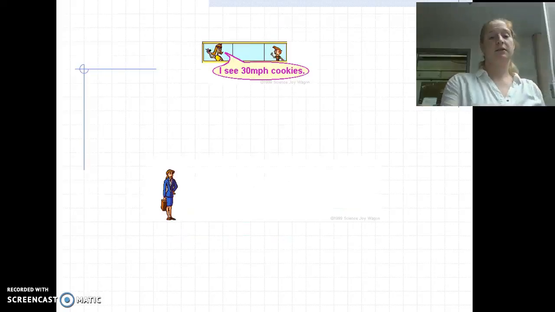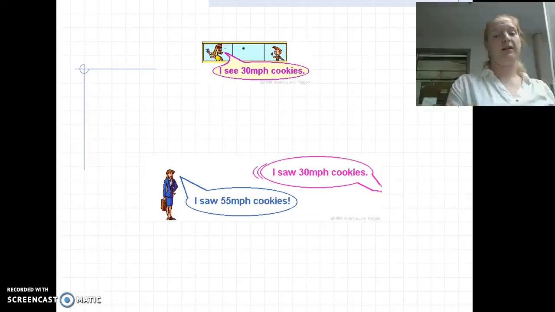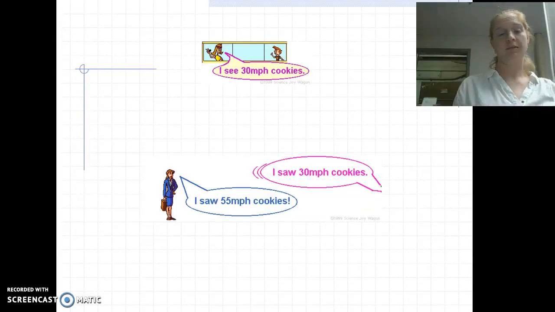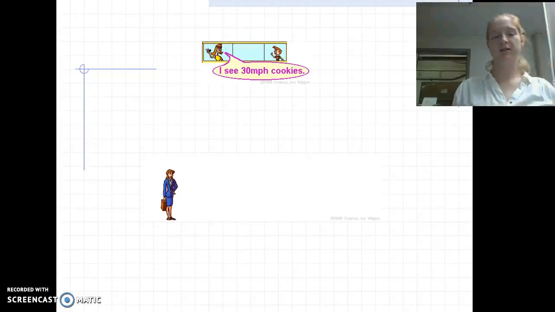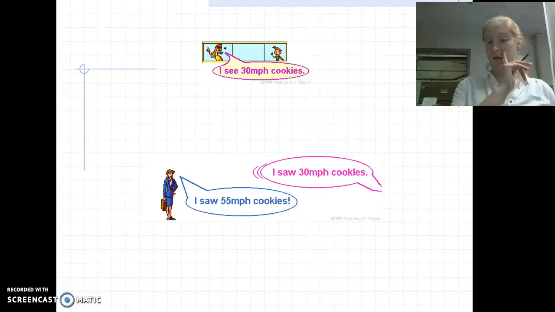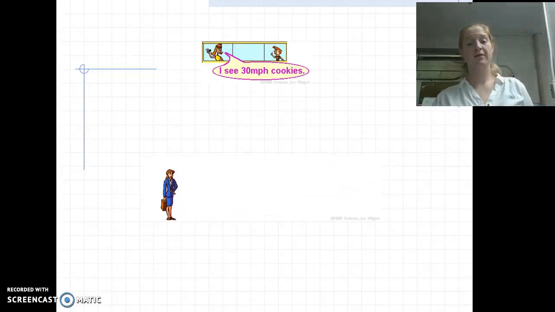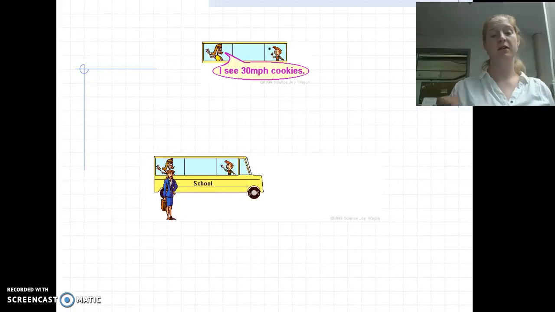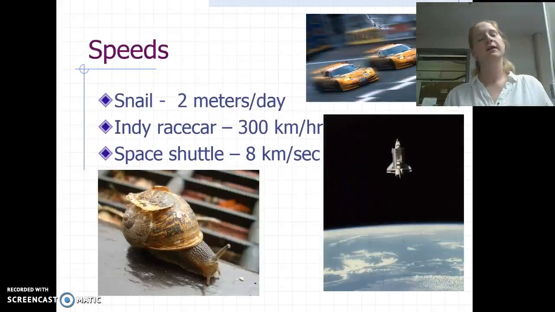Now, Jill sees the cookie going 30 miles an hour because, in her perspective, the bus isn't moving. But the lady on the side of the road sees the cookie going 55 miles an hour because the bus is going 25 and the cookie is going 30. So you add those together and that gives your total speed. So not only is she seeing the bus, but also the cookie, which is moving really fast comparatively to the ground anyway.